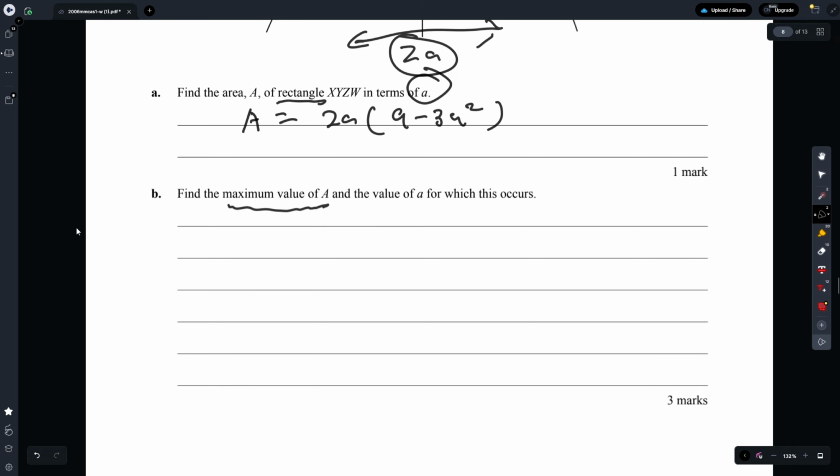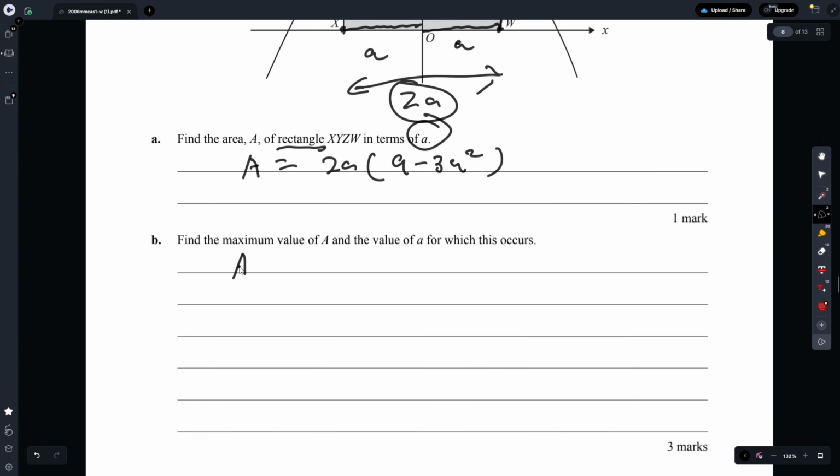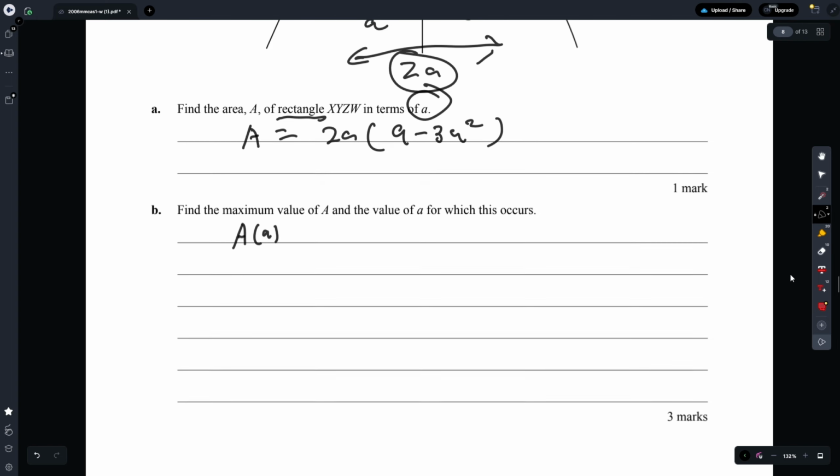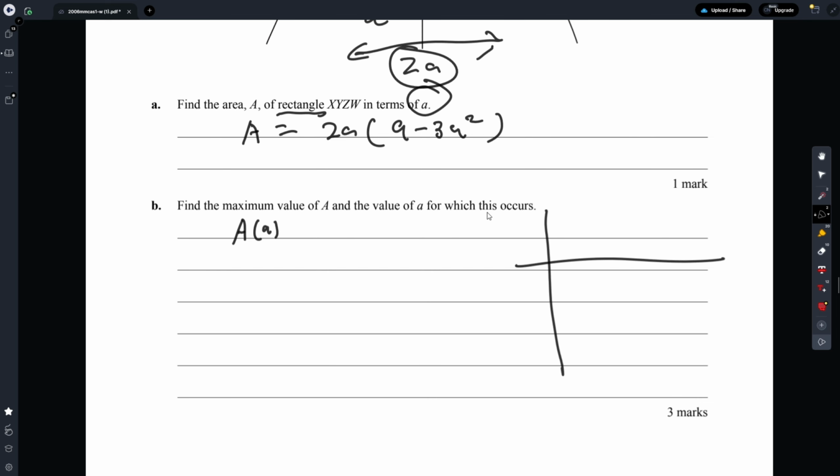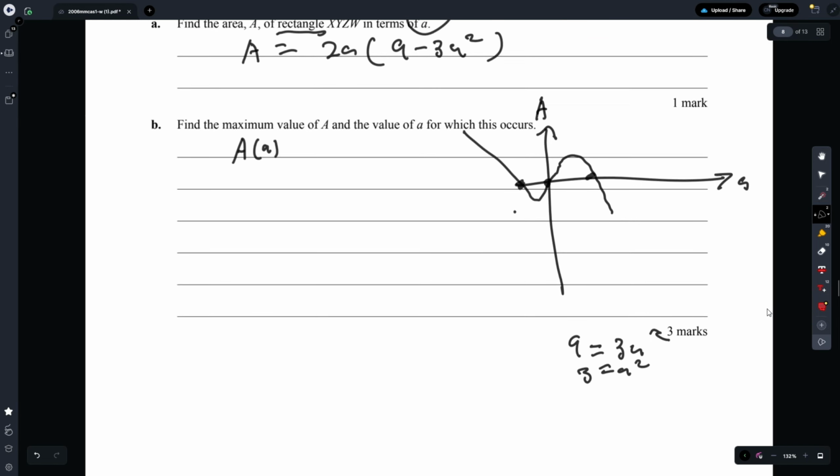Okay. Find the max value of A. Does that sound familiar to what we have to do? So we're given a function here. We're given a quadratic function of our area graph. Let's just plot it in terms of A, where we have 0, 9 minus 3a squared. Basically what I'm doing is I'm just trying to find the points. Something like this. Our graph would look something like that. Our area graph at least.